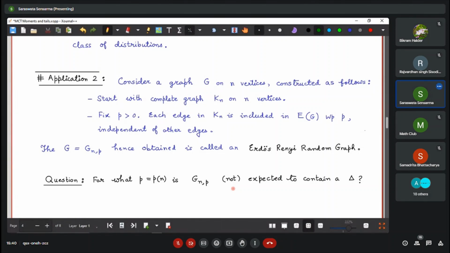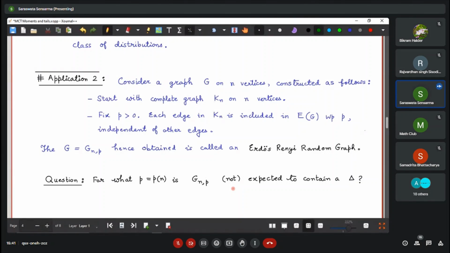So we start with the construction of an Erdos-Renyi random graph. Let G be a graph on n vertices, which you construct as follows. Consider the complete graph on n vertices, and for each edge you choose whether it's in your graph G or not, whether it's there in the edge set of G or not. So you fix a probability p, and each edge is included with probability p or excluded with probability 1 minus p, completely independent of all other edges. This construction is the so-called Erdos-Renyi random graph, and you can ask many things about random graphs.